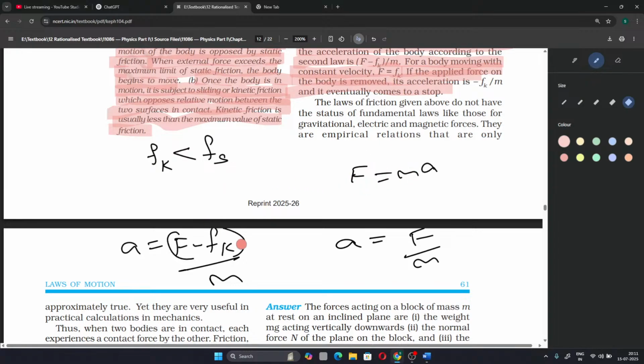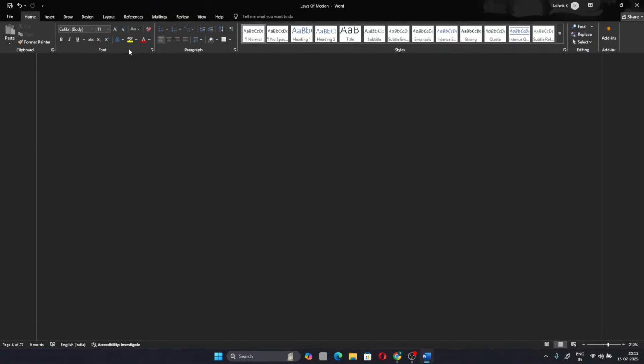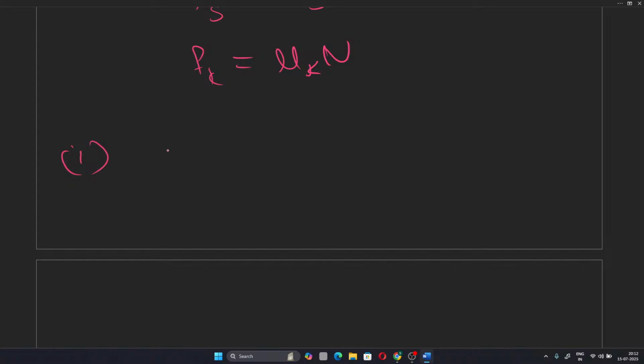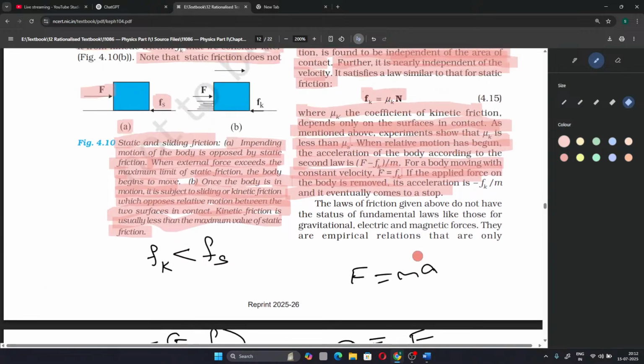Let's write it separately here. Frictional force, let's denote it with small f: Fs equals mu s times N, Fk equals mu k times N. The first information is that Fs is greater than Fk, and it only depends on the nature of the surfaces in contact and also the normal force.